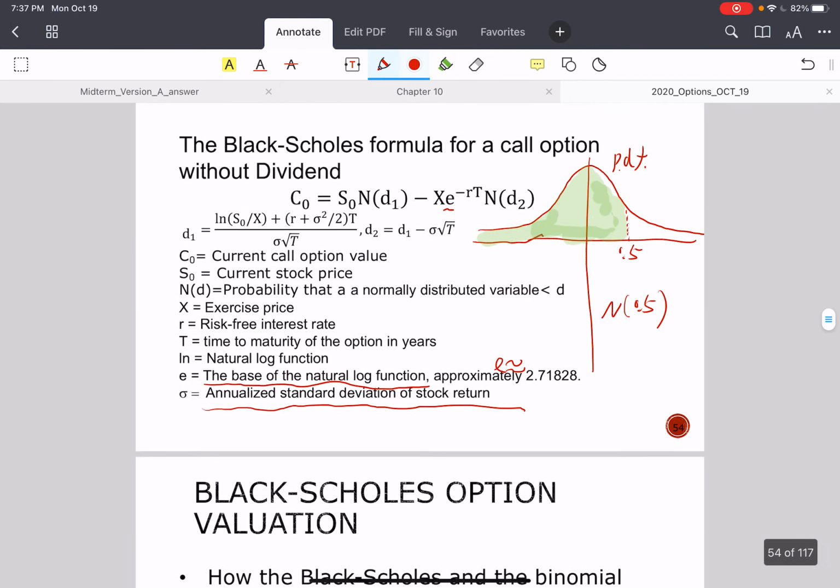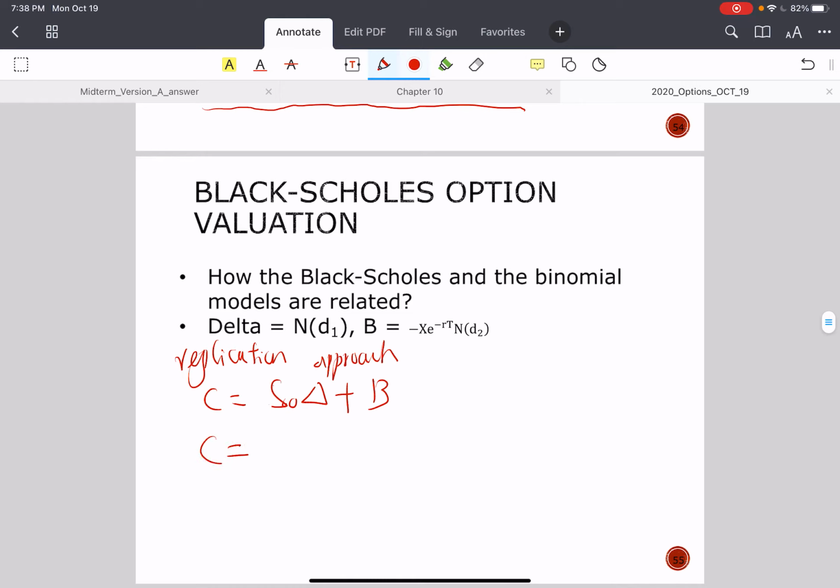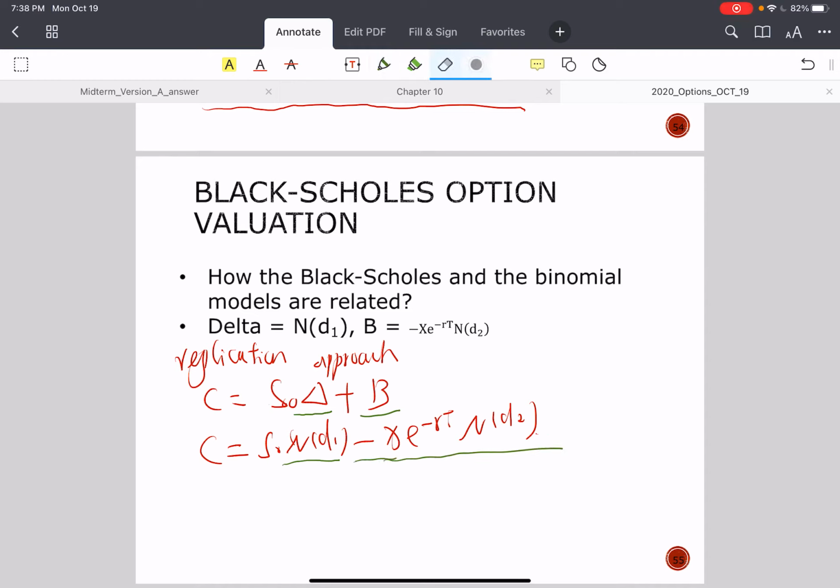Now let's look at the Black-Scholes model here. If you copy the Black-Scholes model, then it's S0 N(d1) minus X e^(-rT) N(d2). Now you can see their relationship. They essentially have a very similar structure. You can see that delta and N(d1) are the same thing. And B and this term, let me use a different color.